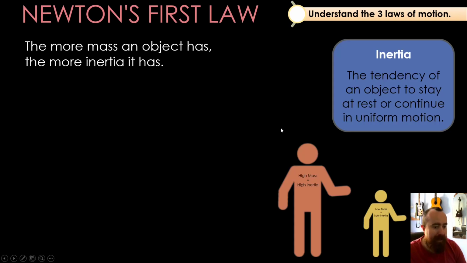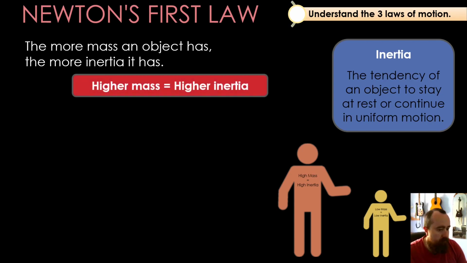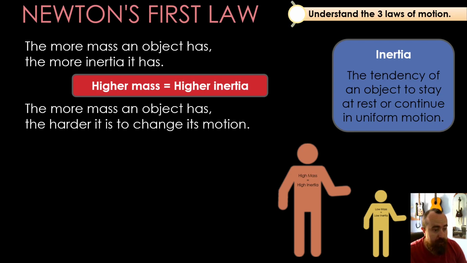Well, the more mass that something has, the more inertia it has. So things that have more mass, bigger things, have higher amounts of inertia. So we could say that higher mass equals higher inertia. I've got two people here. I've got a reddy-orange person and a greeny-yellow person. The reddy-orange person is bigger. They have more mass, so they have more inertia. The little yellowy-green person has a lower mass and so has a lower inertia.